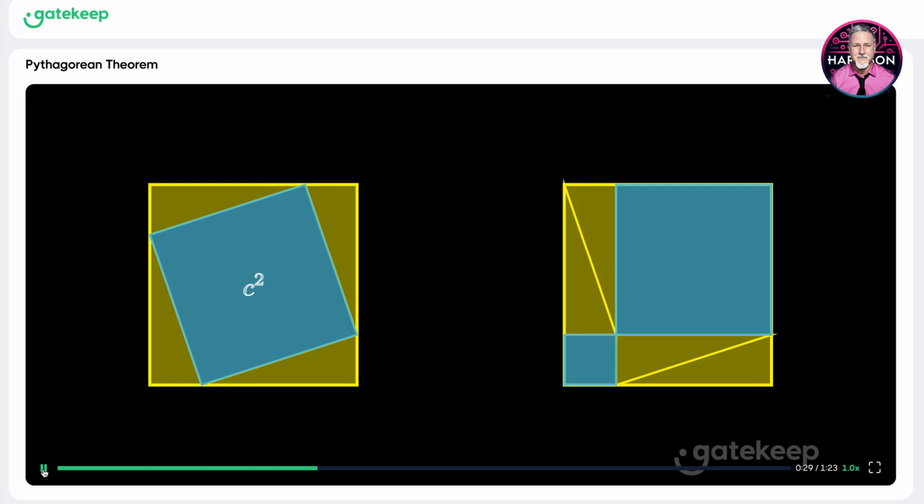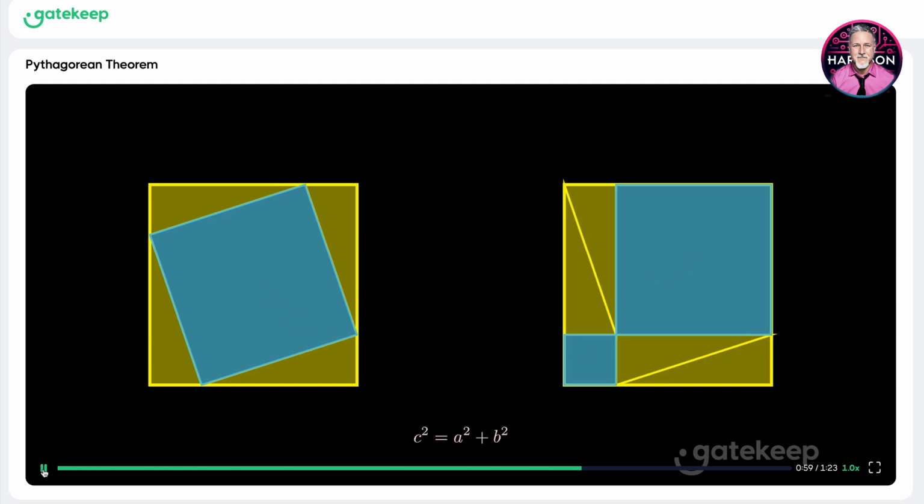From the diagram, we see that the area of the blue square on the left is the square of the length of the hypotenuse, c squared. In the diagram on the right, the area of the blue square in the upper right corner is the square of the length of the longer side of the triangle, b squared. In the diagram on the right, the area of the blue square in the lower left corner is the square of the length of the shorter side of the triangle, a squared. The areas correspond to the squares of the sides of the triangles.